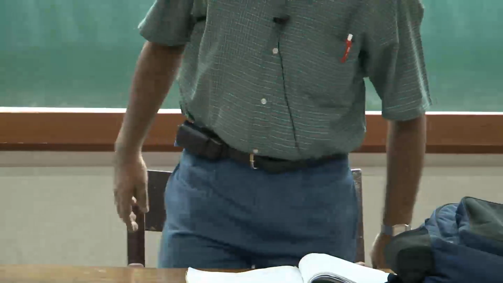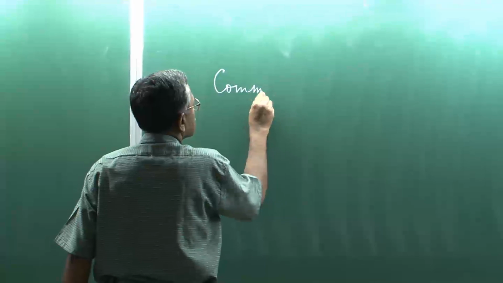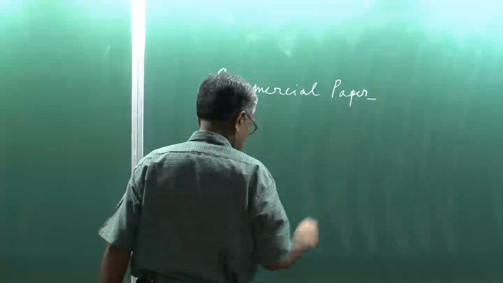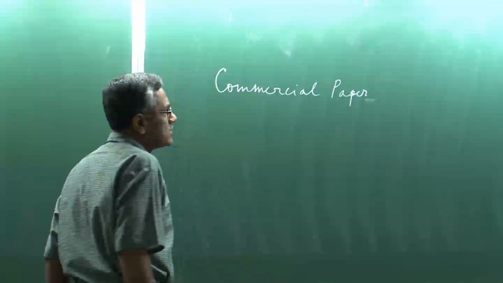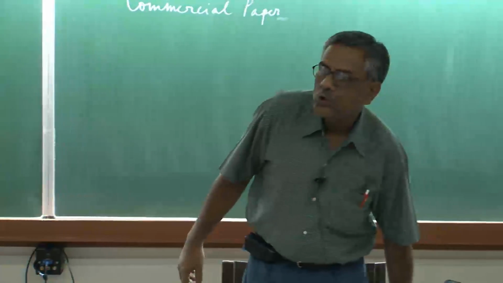All right. Now, I come to commercial paper. Commercial paper is a new instrument, a relatively new money market instrument in India. Let me talk about that. Commercial paper. It's a new money market instrument, relatively new. They are known in abbreviated terms to the money market participants as CP.